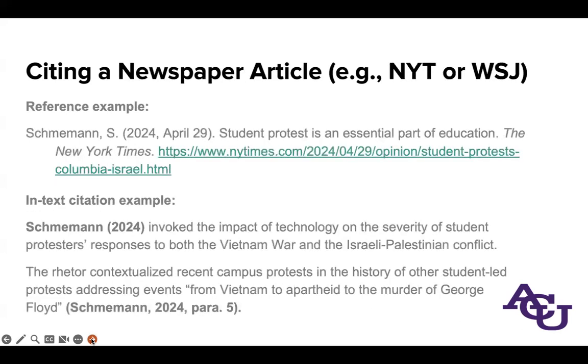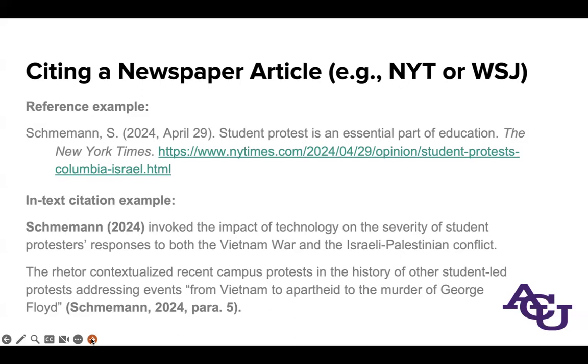The last type of source we're going to model is a newspaper article, because for your discussion this week, you were asked to find an editorial in a paper like the New York Times or Wall Street Journal through our library archives. You're accessing it electronically that way. So we're going to talk about how to cite that editorial in your references and your text in case that's what you want to use as your real life example.